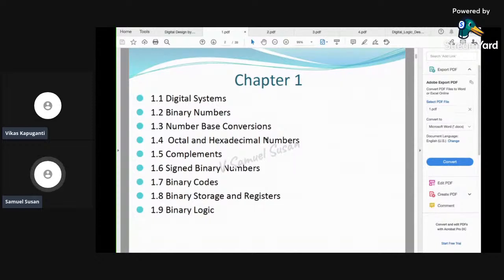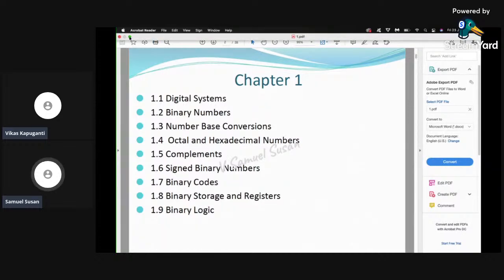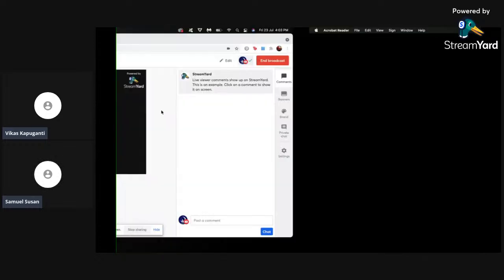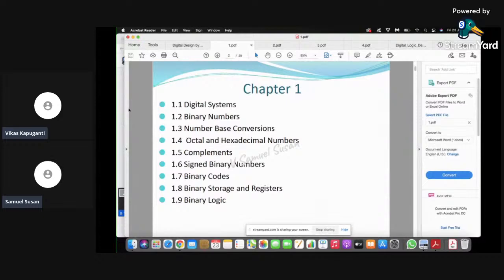This is the model paper you can see. We'll go with the first chapter. These are the topics briefly in the first chapter. What is the decimal system? What is a binary number? How are numbers converted from one base to another base? In this, 1.3, 1.4, and 1.5 are important key points to note. We'll be sharing this PDF in the Gmail group. You can download that and try some questions.